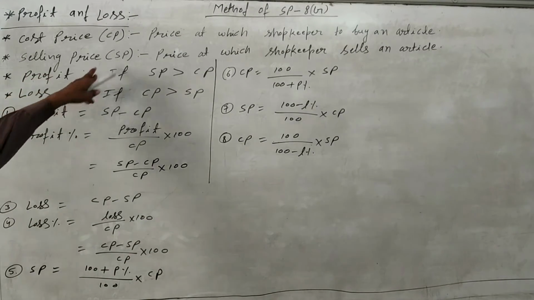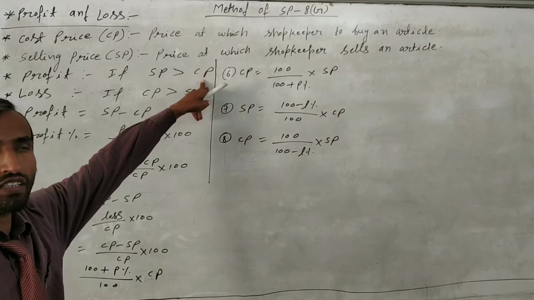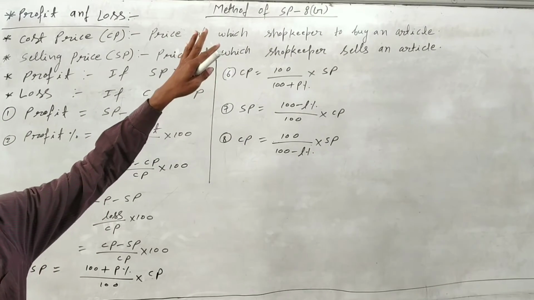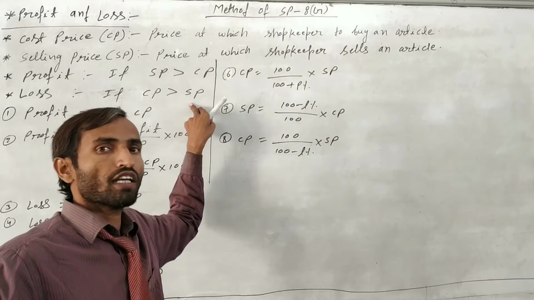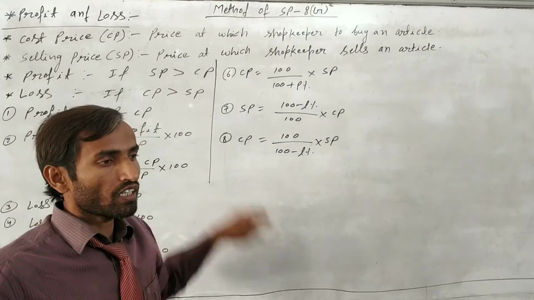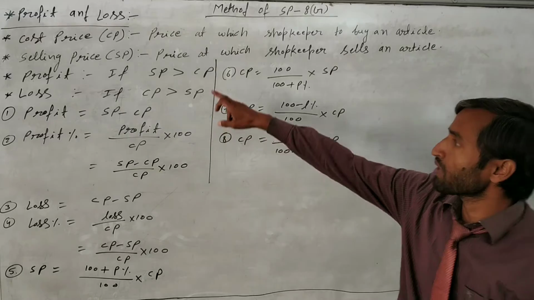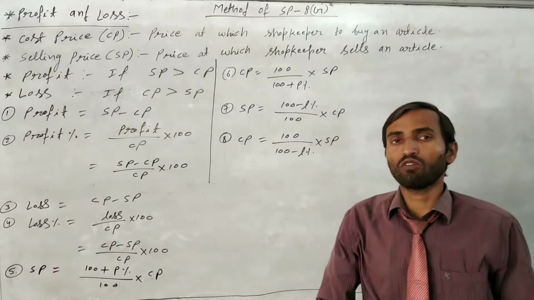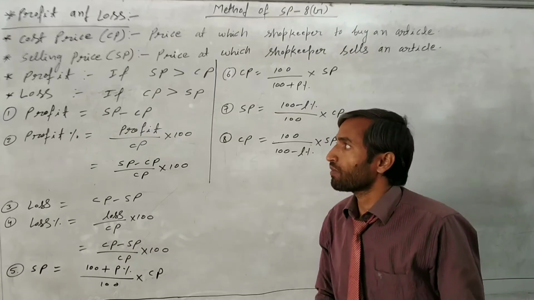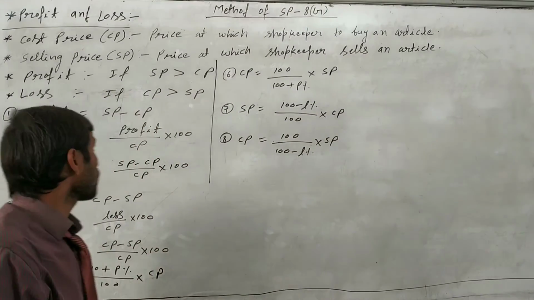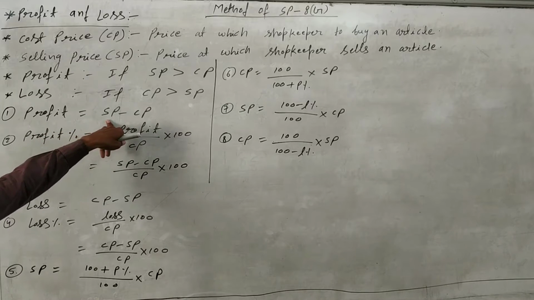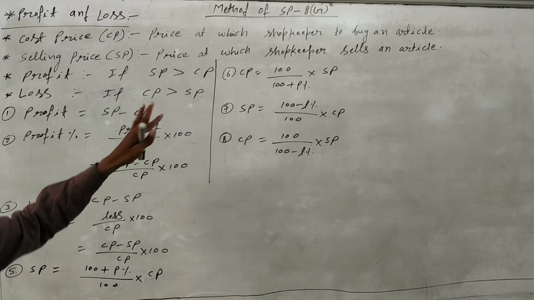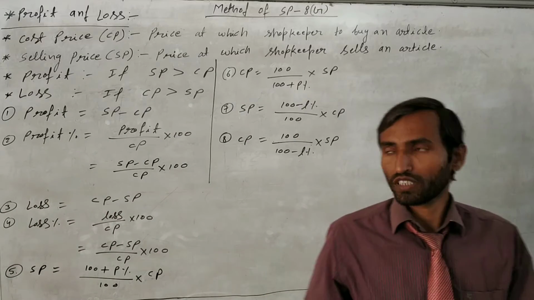If selling price is greater than cost price, then we get profit. And if cost price is greater than selling price, then we get loss. Directly we get a number, meaning rupees, of how much profit or how much loss. But we also have to find profit percentage, so we will use some formulas. To find profit directly, we use the formula SP minus CP. Then we get how much profit we have gained.